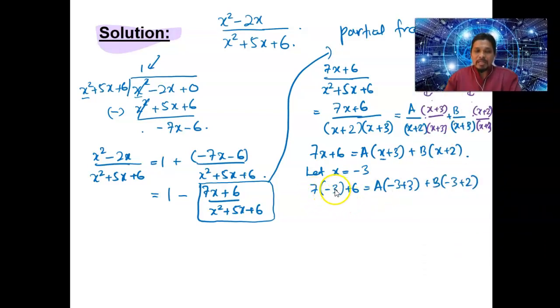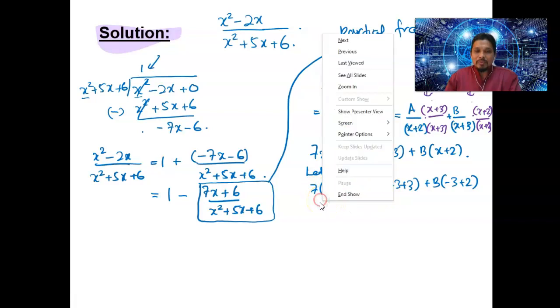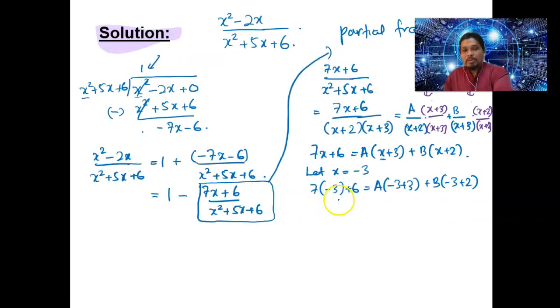Okay, 7 times negative 3 equals negative 21, plus 6 equals a times (negative 3 plus 3), which equals 0. Negative 3 plus 2 equals negative 1. So negative b. Negative 21 plus 6 equals negative 15. Then b equals 15.